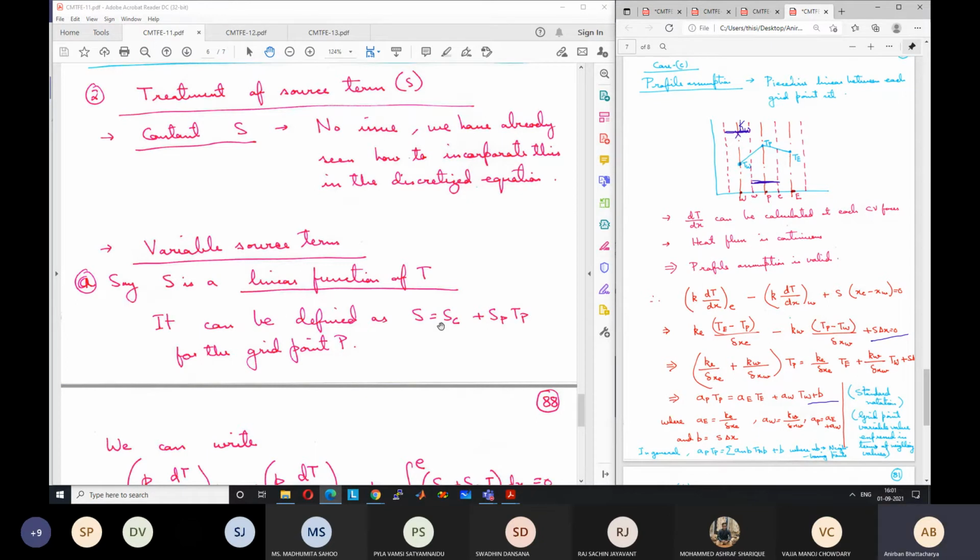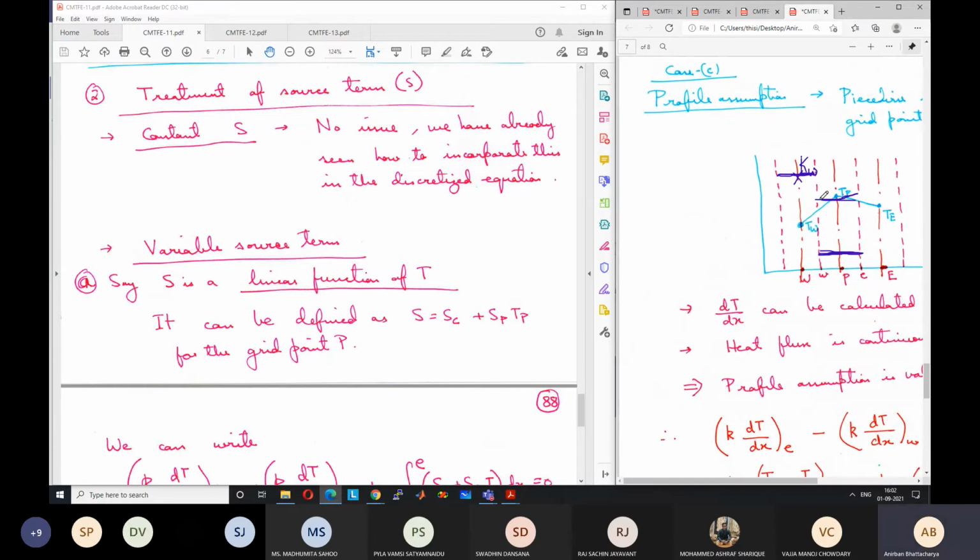Say S is a linear function of T, which can be written as some constant part SC plus some linear part, SP times TP, where TP is the temperature of the grid point. So we are assuming that for calculating the source term, the temperature remains constant in the control volume. This is different from the profile that we have assumed for calculating the interface heat transfer. For the heat flux at the interface, we have assumed a temperature profile like this, going from P to E, and on the other side from TW to TP. But in this case, we are considering that for the entire control volume, the temperature is TP.